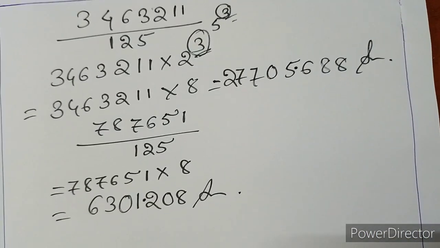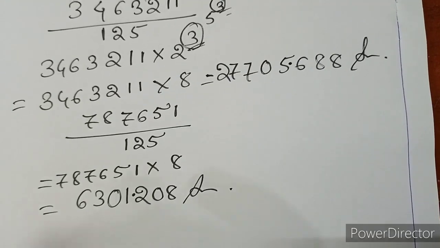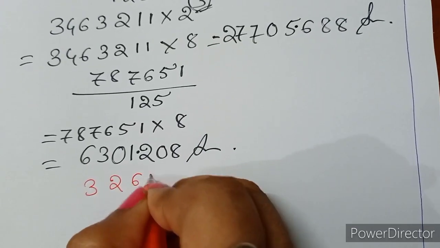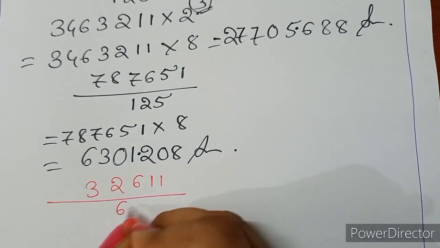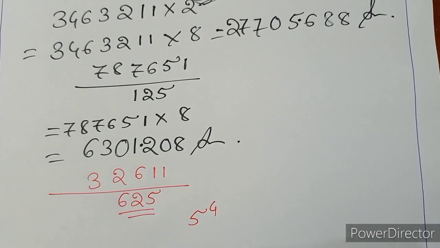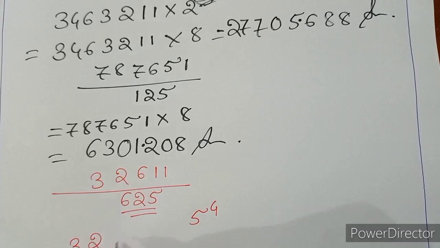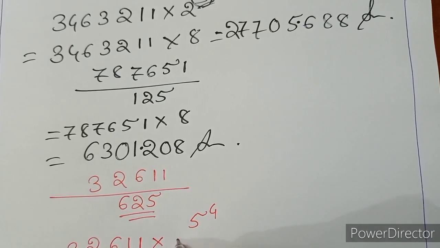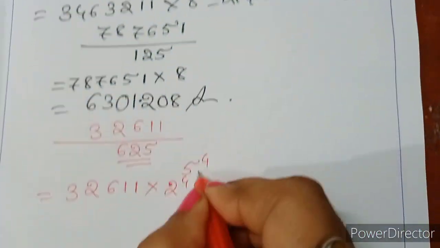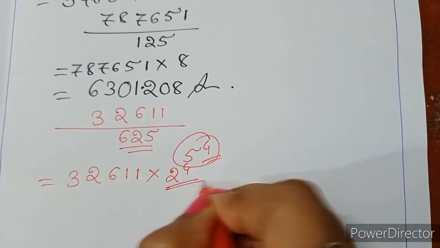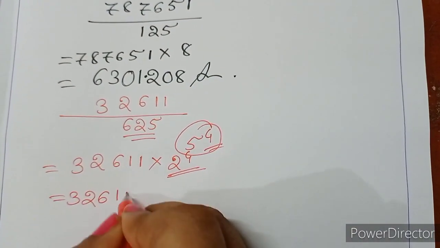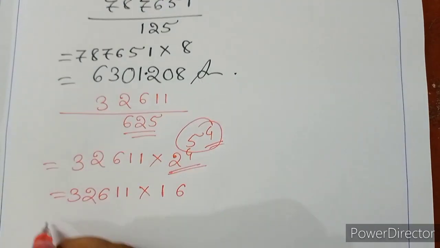Okay, now we do the division. Suppose 3 2 6 1 1, divide it by 625. 625 means 5 to the power 4. So we multiply 3 2 6 1 1 into 2 to the power 4. Here 2 cube because here 5 cube; here 5 to the power 4. So we multiply it by 2 to the power 4. 2 to the power 4 means 16. So 3 2 6 1 1 into 16.